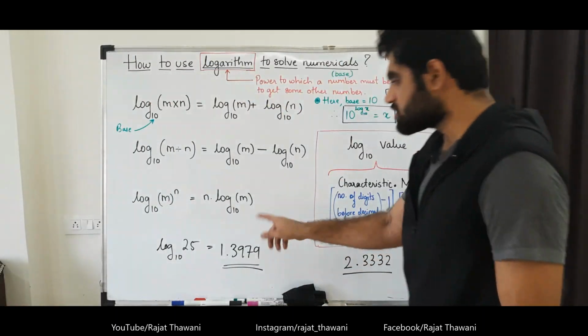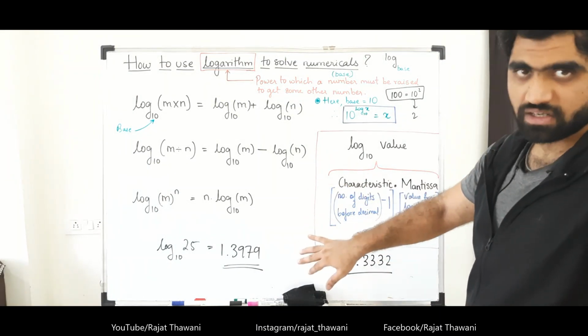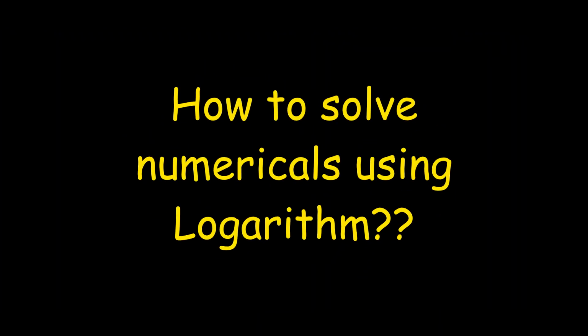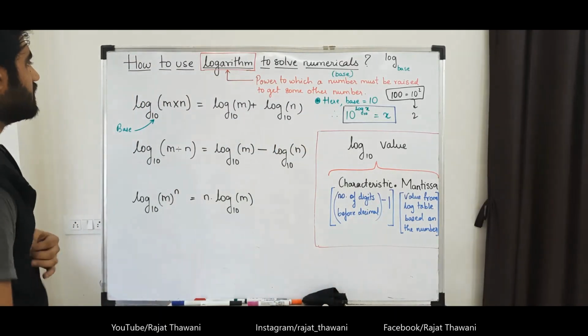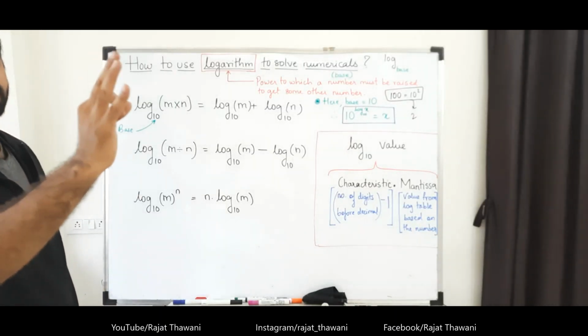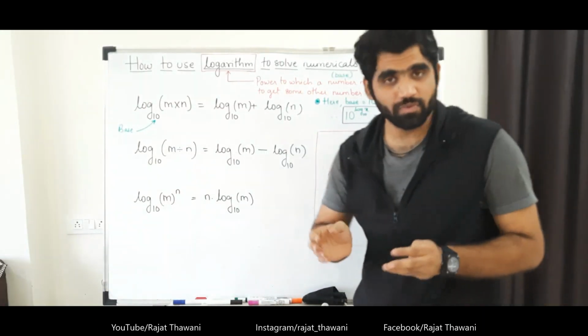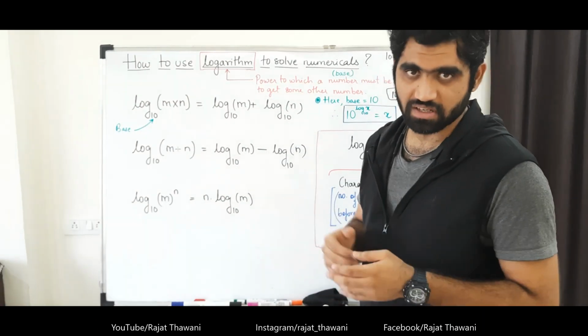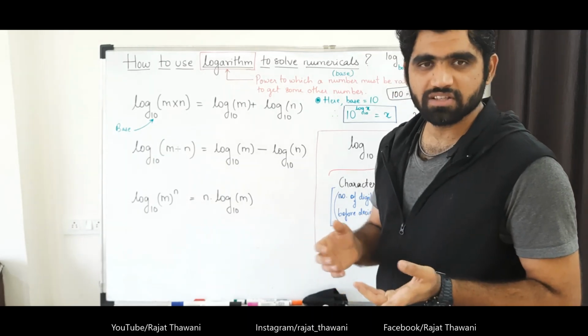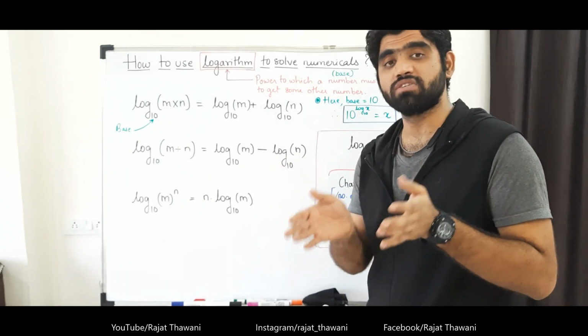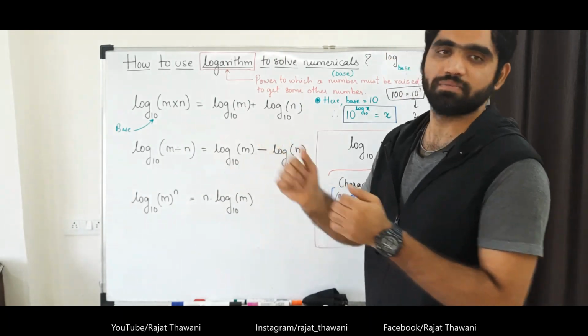Okay, so in this way we find out log as well as antilog. For solving numericals, basically we use three basic laws or three basic rules of logarithm, and that is why logarithm is so necessary to be taken. It makes the work easy. It converts multiplication and division into addition and subtraction.